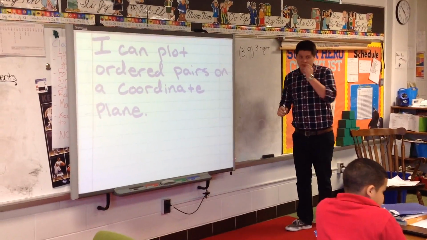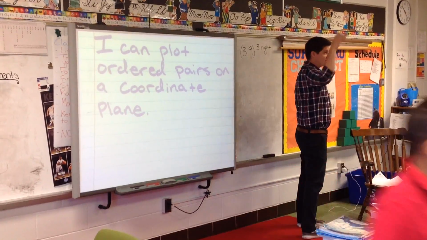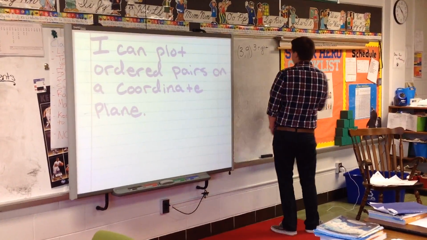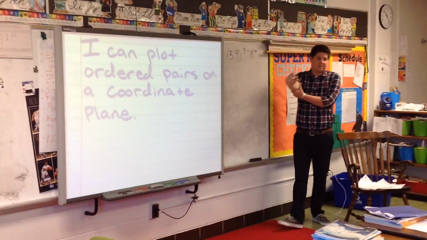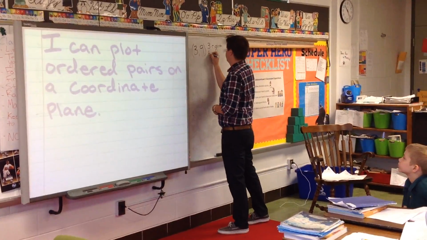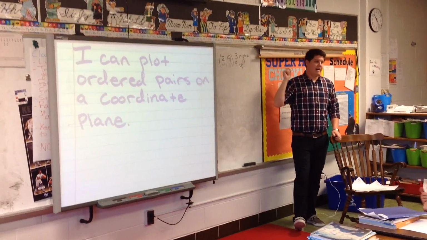Because when coordinate planes get more complicated, sometimes you go to the left. Or on the y-axis, sometimes you go down. But right now, we're just going 3 to the right and 9 which direction, Judson? Up. 9 up. 3 to the right and 9 up.